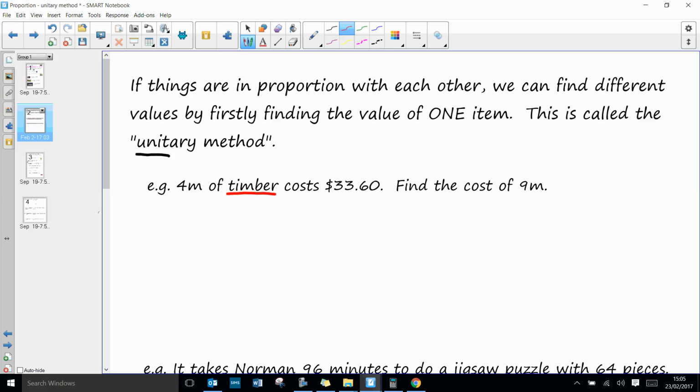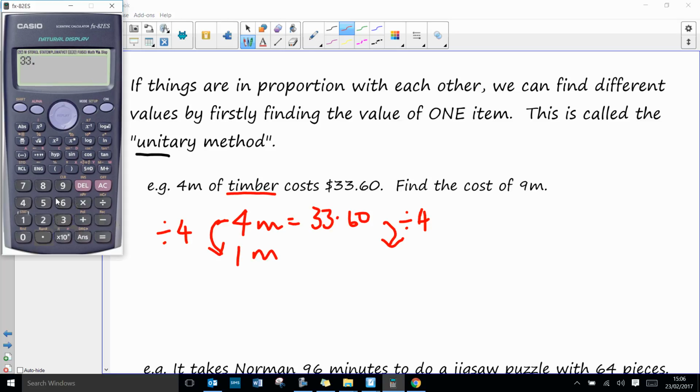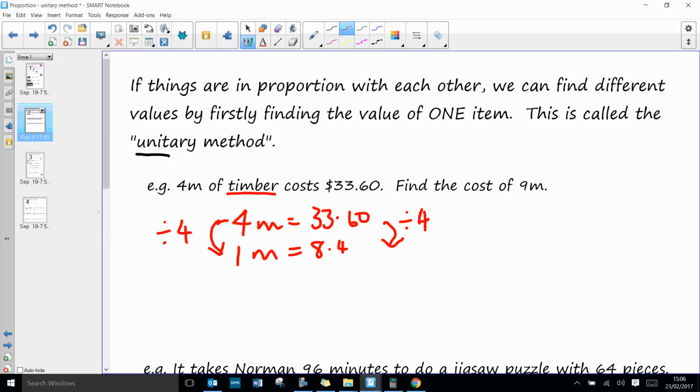What we want to do is find the cost of 1 meter. Now, we're considering this as a ratio, so it's a little bit like our ratio questions. If 4 meters costs $33.60, how have we gone from a 4 to a 1? Well, we've divided it by 4. So we must do the same thing on the other side. So we're going to do $33.60 divided by 4, and we get $8.40. So 1 meter costs $8.40.